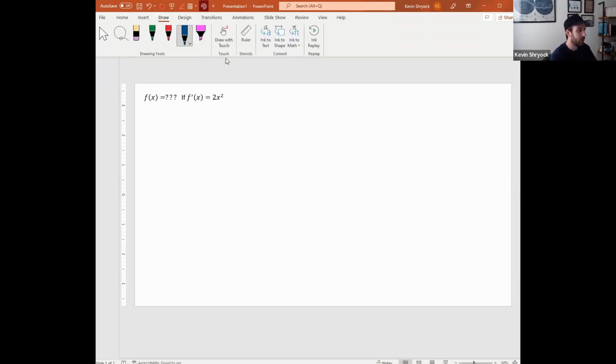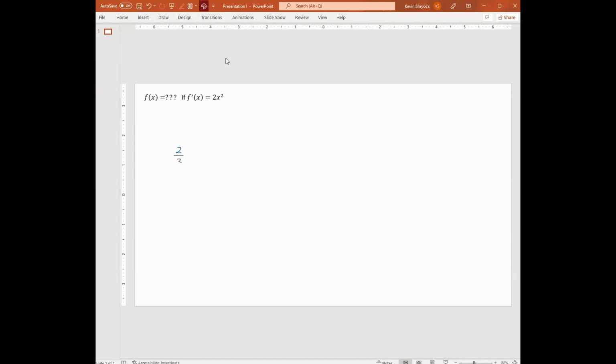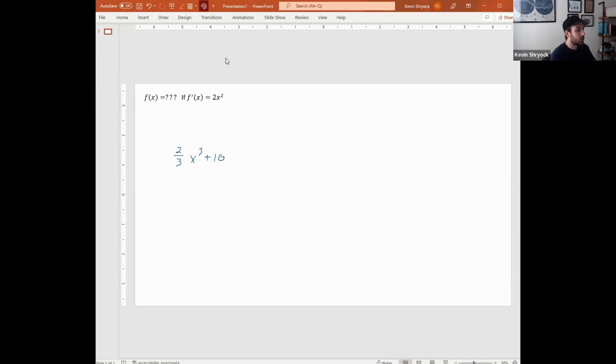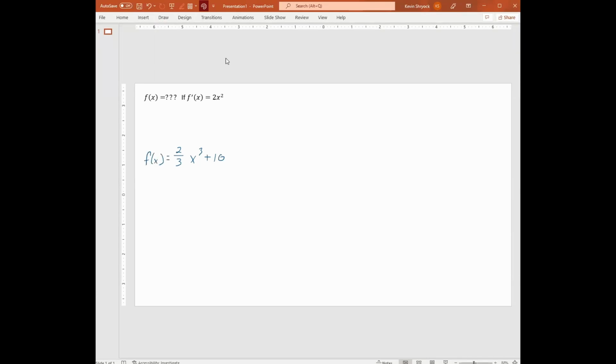Give me one of the options that it suggests. One of them is 2 over 3 x cubed plus 10. Okay, and it's claiming that this is f of x, right? Yeah. So it's your choice.